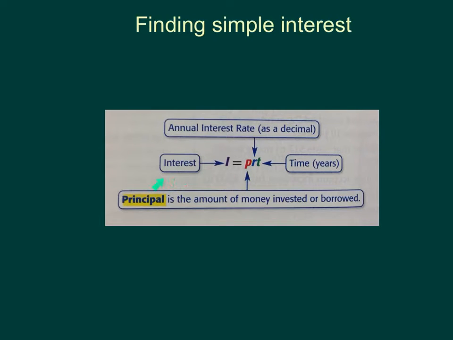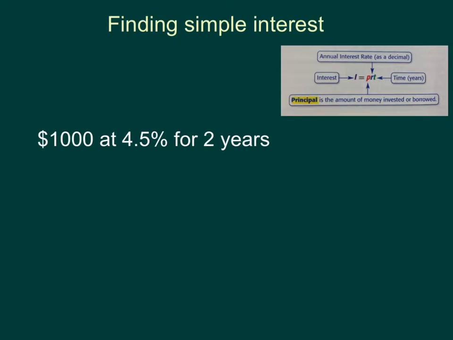So to find interest, there's a formula we can use right here. Interest is equal to the principal, which is the amount of money that you borrowed, times the interest rate that you're paying, and we want to put that as a decimal, and then times the number of years that you are borrowing the money. So here's an example of what this would look like.